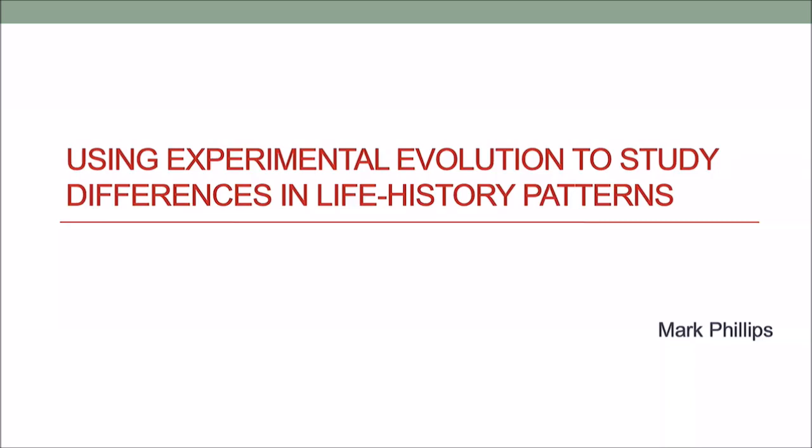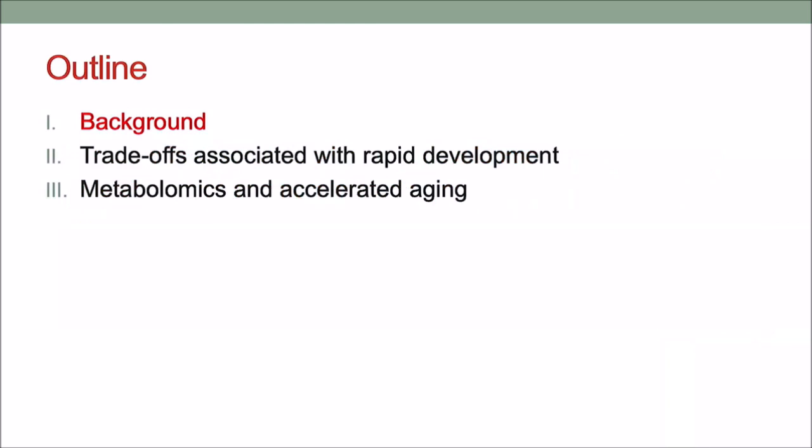So today I'm going to be talking sort of generally about work I've done using experimental evolution to study variation in life history patterns. So just a quick outline of the talk. I'll give a little bit of background, talk about some of the phenotypes, like what do I actually mean when I'm talking about variation in life history patterns. And then I'm going to be talking about some recent work I've been doing using metabolomics to understand what we call these accelerated aging phenotypes. I will talk about some genetic stuff in there, so it's still appropriate for the venue.